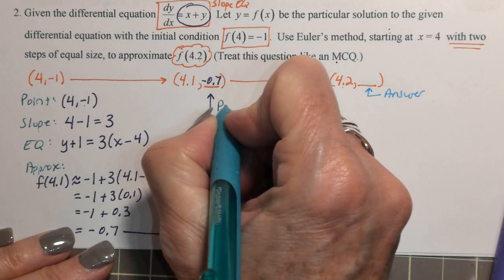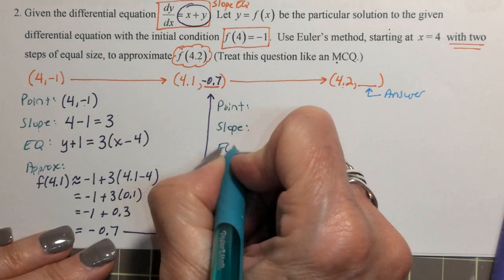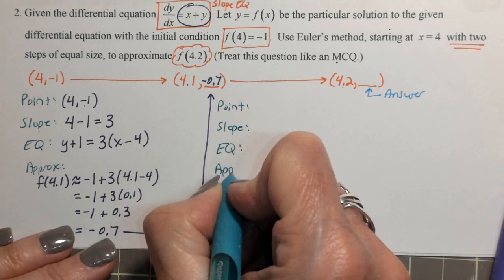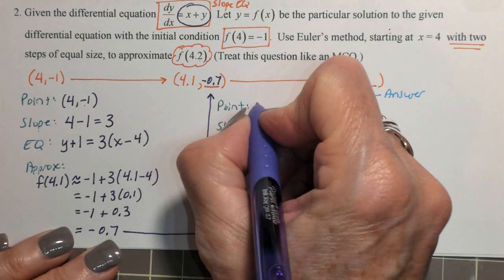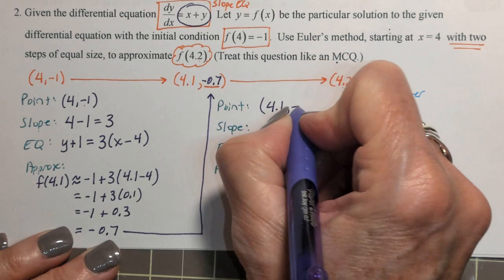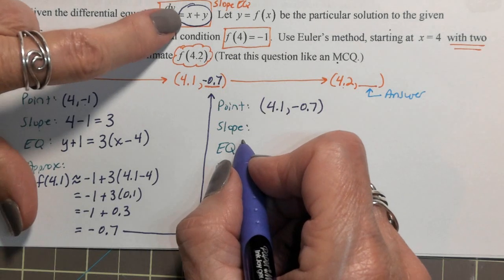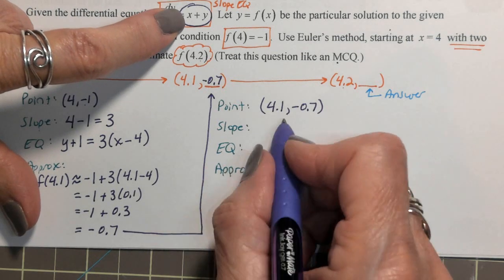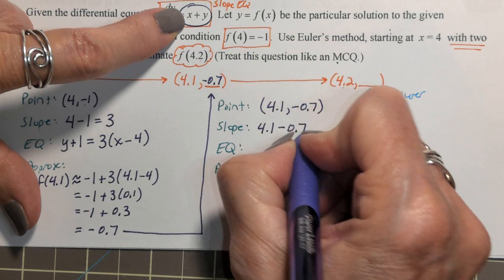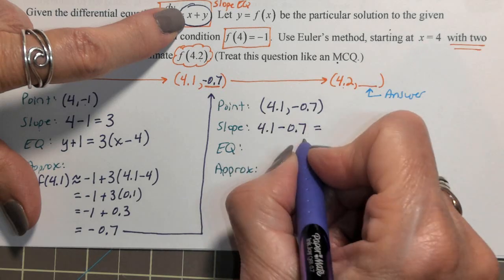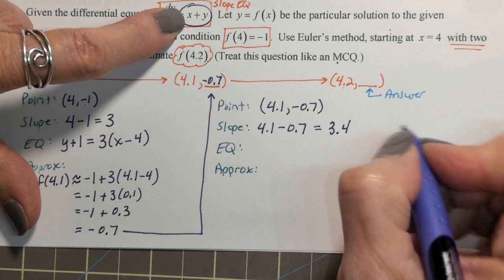Alrighty, point and slope, and then EQ. Lastly, the approximation. Alright, our point. Our new point is 4.1, negative 0.7. Our new slope, we're using our slope equation, so it'll be 4.1 plus a negative 0.7. 4.1 minus 0.7, 3.4. Yeah?